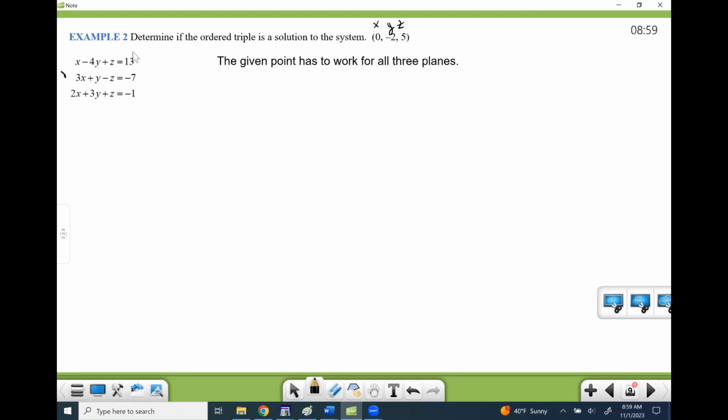So I'm going to use this top equation right here, you guys, to start it off. So we got 0 minus 4 times -2 plus 5 equals 13. So the 0 is gone. -4 times -2 is +8. And 8 plus 5 is 13. So it's working for the first equation. Let's try the second equation.